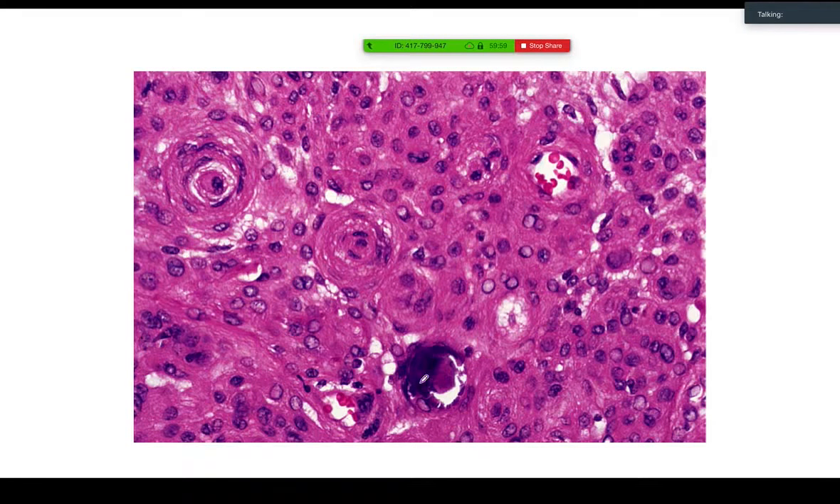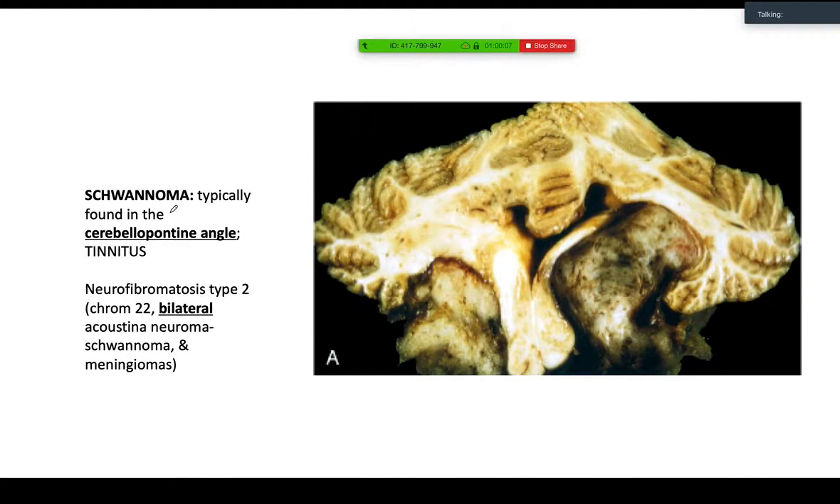All right, and so another image of our meningioma, showing some of our psammoma bodies, fun stuff like that. Schwannoma, this is typically found at the cerebellopontine angle. And so this is a growth of our Schwann cells.